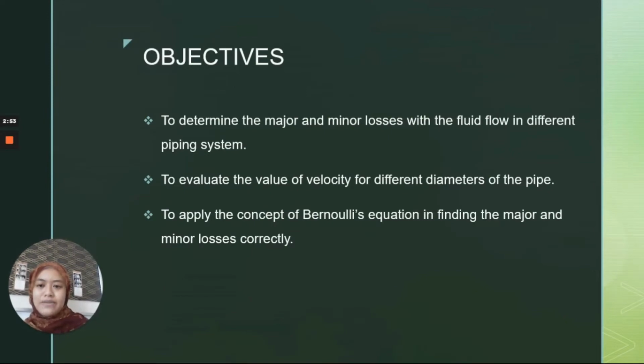Next, the objectives of this experiment are to determine the major and minor losses with the fluid flow in different piping systems. Next, to evaluate the value of velocity for different diameters of the pipe. And lastly, to apply the concept of Bernoulli's equation in finding the major and minor losses correctly.